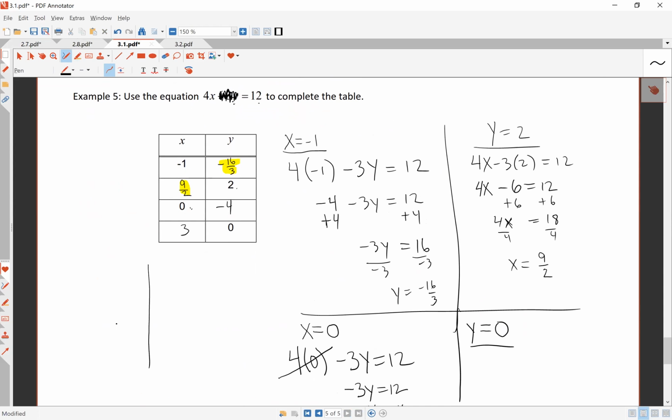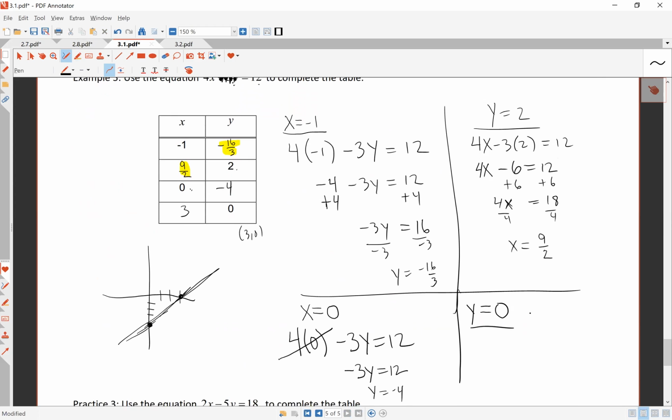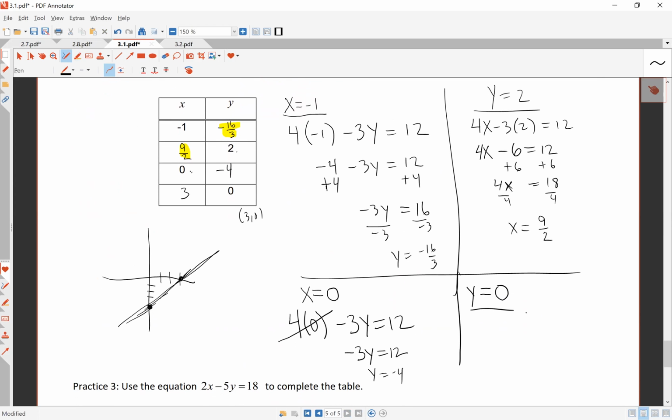Those are what we call the intercepts of the graph: 3, 0, and 0, negative 4. That is pretty much what we need to make that graph. So we'll talk about that in more detail later.